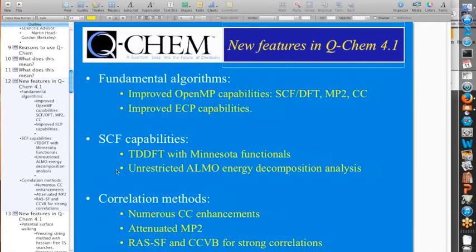There are improved SCF capabilities. You'll hear about the unrestricted ELMO in a few minutes. There are numerous enhancements to the coupled cluster code led by Anna's group, with important contributions from Zhenya. I'll tell you a bit about a neat little thing called attenuated MP2 that was developed in my group. And then, as I already mentioned, we have these very interesting algorithms for strong correlation, but because that's a specialized application area, I won't touch on it today.